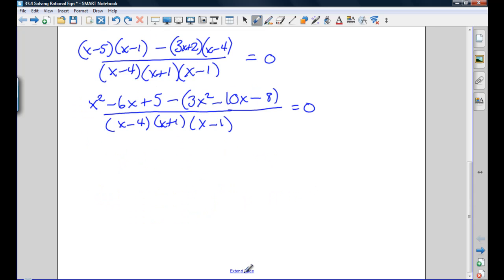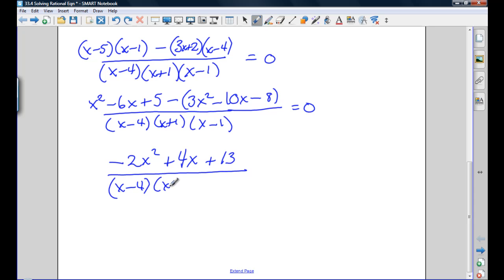And so you can see why it's called algebraic, because we're doing a lot of algebra. x squared minus 3x squared is negative 2x squared. Negative 6x minus a negative 10, that's like plus 10, so that's going to give me a total of plus 4x. And finally, 5 subtract a negative 8, well that's really plus 8. So 5 plus 8 is 13. And now we're finally ready to start to solve.